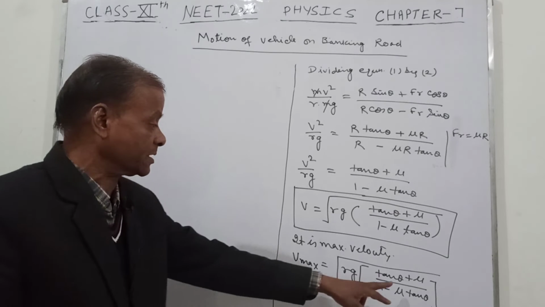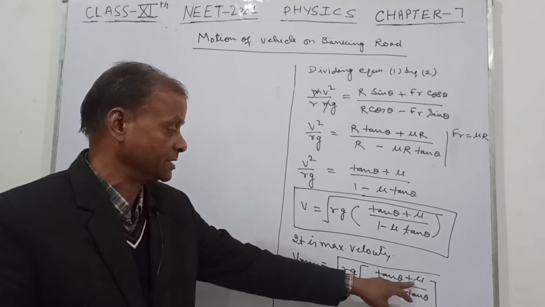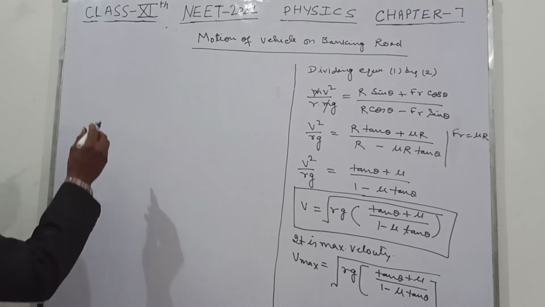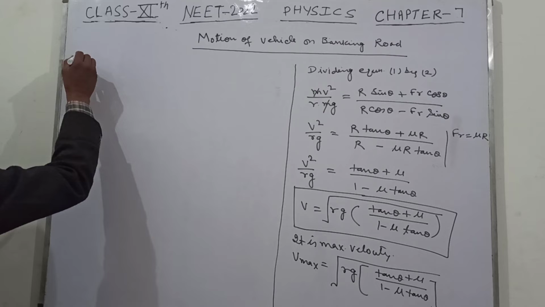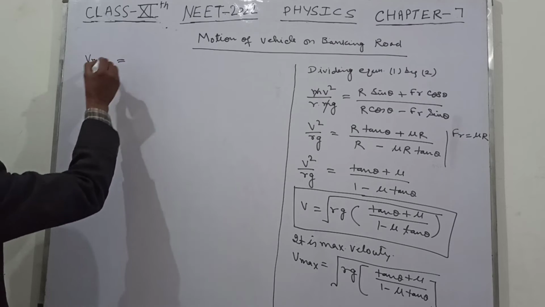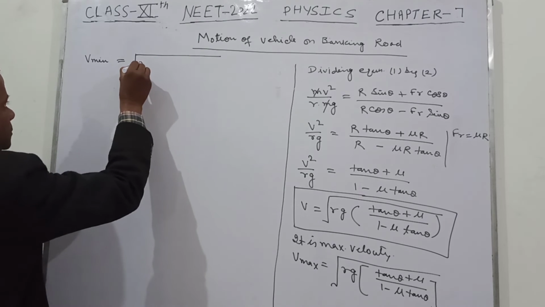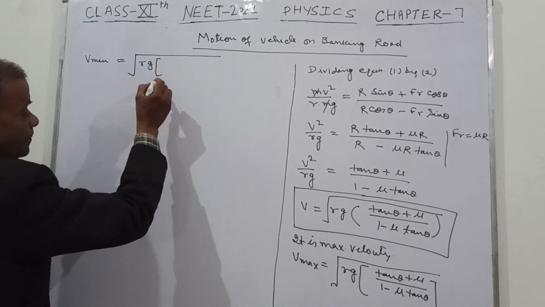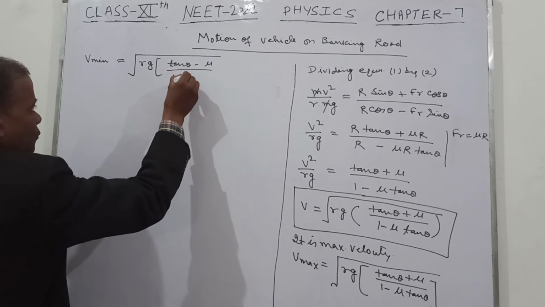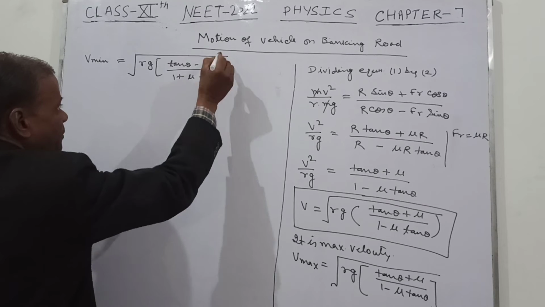For minimum velocity, this factor must be minimum and this factor must be maximum. So in place of minus, this will have the plus, and here in place of plus we will have the minus. So v minimum equals square root of rg into tan theta minus mu upon 1 plus mu tan theta. This is the minimum velocity.